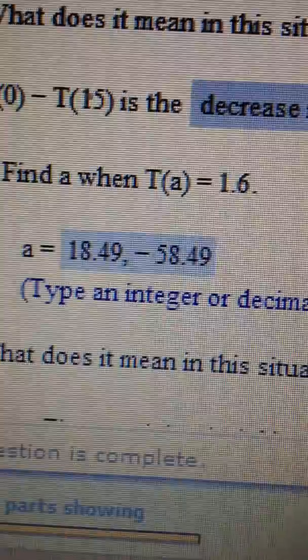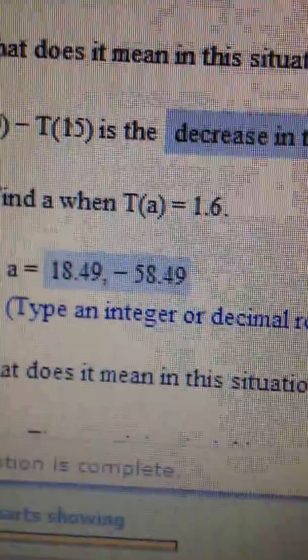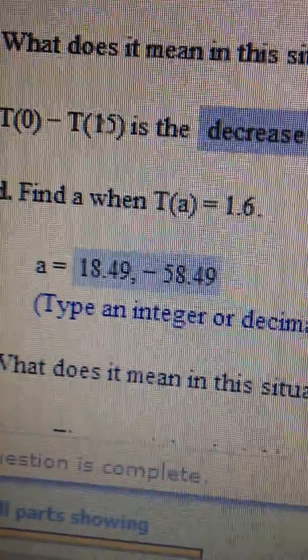Plug into the quadratic formula, and you should end up with two answers, which are 18.49 and negative 58.49. So what this means is the travel time is 1.6 hours when the student travels the greater of the two found values of A miles per hour over the speed limit. The lesser value leads to motor breakdown, which is correct on here.